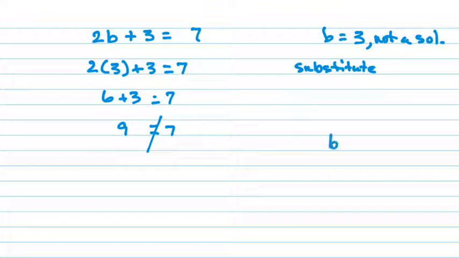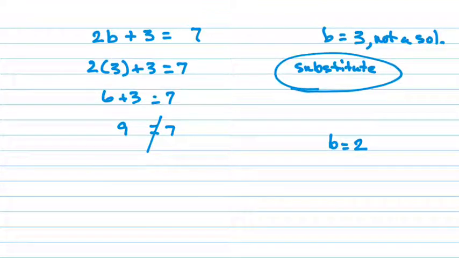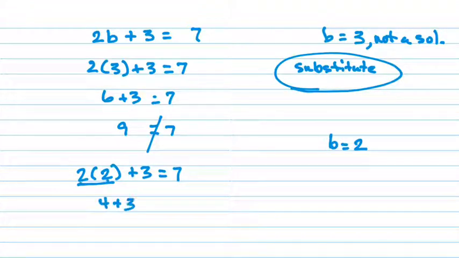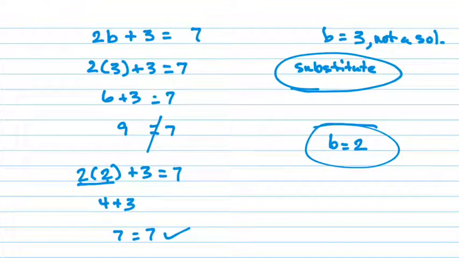Okay? Now, what if I gave you b equals 2? Let's test that one. Again, how can I test it? Substitute. So in place of the b, I'm going to put a 2, making sure to put it in a bracket. Order of operations says do the brackets first. So 2 times 2 is 4. And 4 plus 3 is 7. And does 7 equal 7? Yes. Therefore, the solution for this equation is 2. Okay? So b equals 2. So do you see that you can always test a solution by simply substituting the value they give you in place of your letter and working it out.